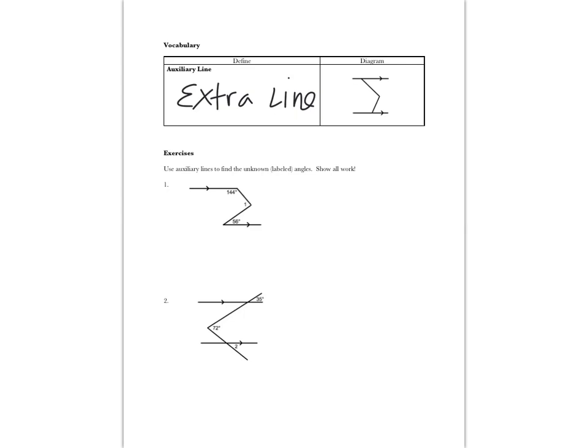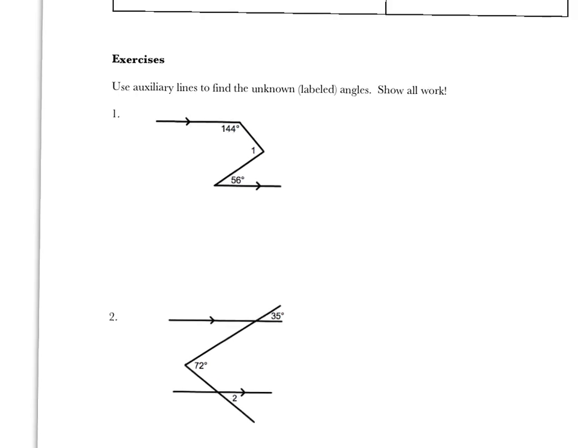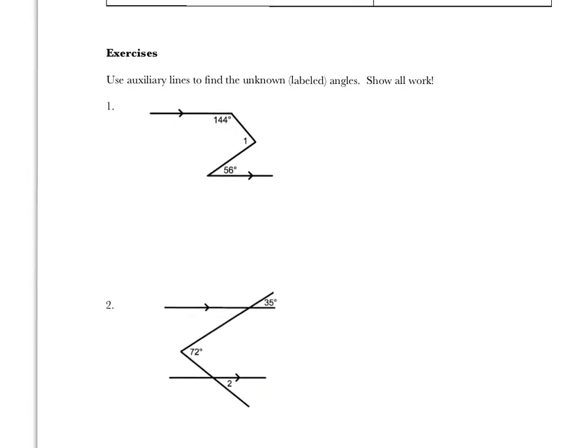Take a look at exercise 1. And again, I'm going to zoom in because I need a little bit of space here. Use auxiliary lines to find the unknown label angle. Well, this problem might seem familiar to what we saw on the previous page, but I'm going to suggest that we carry on just a little bit differently.